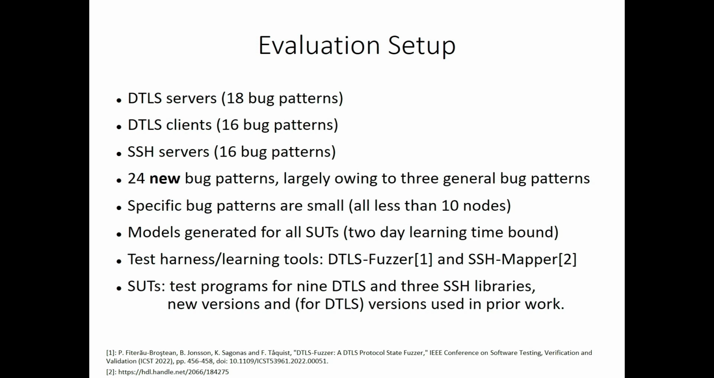All of these bug patterns are actually quite small. The biggest one doesn't have more than 10 nodes. The models that we generate automatically by using infrastructure that exists on the web. And as systems under test, we use test programs for 9 DTLS servers and clients and 3 SSH libraries. And we also use various versions of all these.